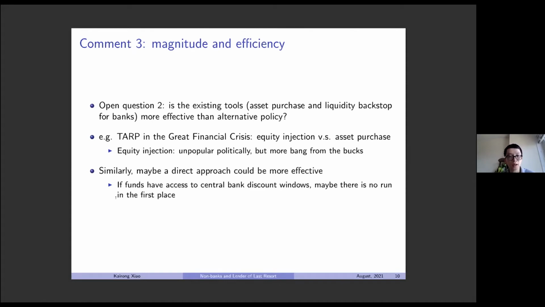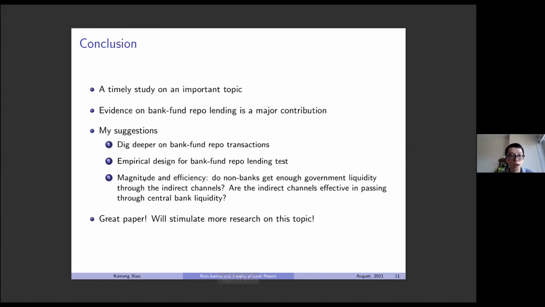even if the current policy, the existing tools work, is that enough? Is that efficient compared to the counterfactuals? So again, let me summarize. I think this paper provides a timely study on a very important topic. And I really like the asset purchase result because it provides a very clean identification and is consistent with the results in the US. But I like the evidence on bank repo lending more because I think it's a very unique setting, really unique data, and an understudied area in the literature. I would imagine it could become a major contribution to the literature.